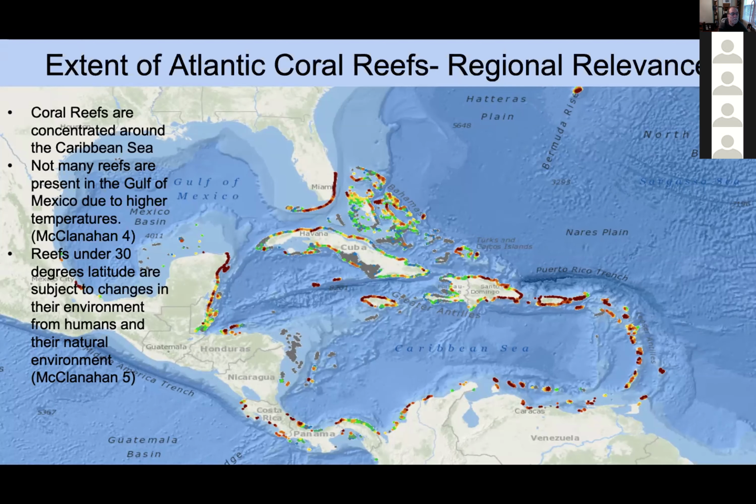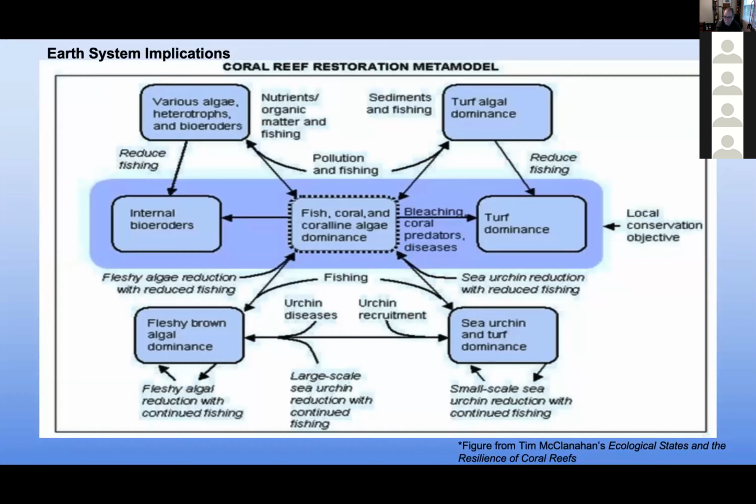I pulled from an article from Tim McClanahan called The Ecological States and the Resilience of Coral Reefs. In his article, he mentions that reefs under 30 degrees of latitude are subject to many changes in their environment from both humans and nature. And so this then goes into the Earth system implications, because this is happening all around the world and not just near us. So this chart shows how coral reefs are affected by different things.